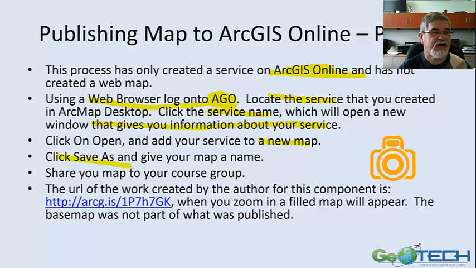and click Save As and give your map a name. This can be the same name as the service. Sometimes that can get confusing if you use the exact same name as the service, but it can be the same name as the service. Obviously, we need to see that you've done this successfully, so give us an image. You need to share your map to your course group. Don't share it to the world. You could, and it doesn't hurt anything in this case, but this is a map service. It's not a feature class you're going to do editing.